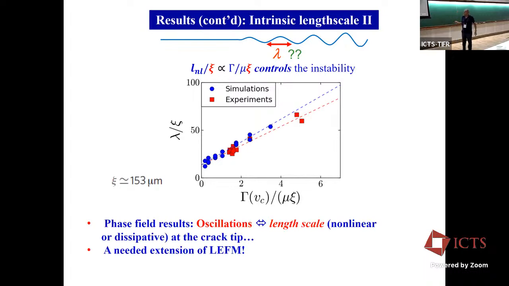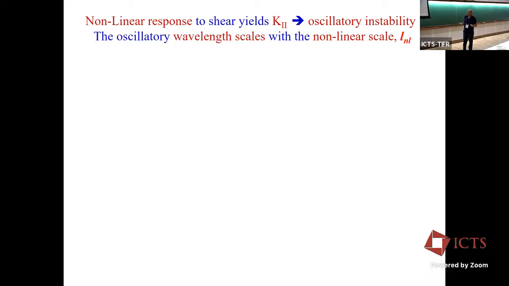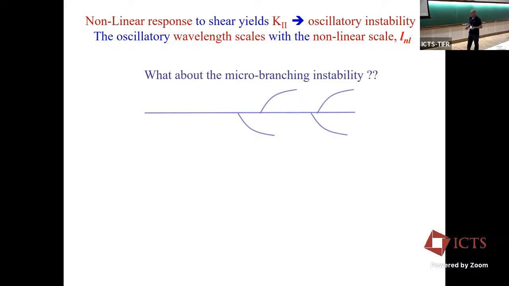Okay, so what we've shown, just to summarize this piece, is that theoretically, we applied an infinitesimal shear perturbation to the crack, and we found that it became unstable at a critical velocity, which is relatively close to the one measured experimentally. And both theory and the simulation showed that the wavelength scaled with the nonlinear scale. Now we're going to switch gears and look at our friend, the microbranching instability.